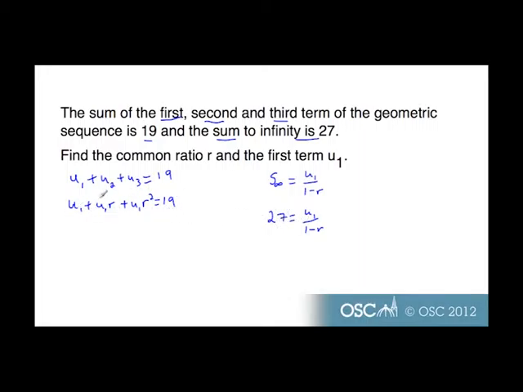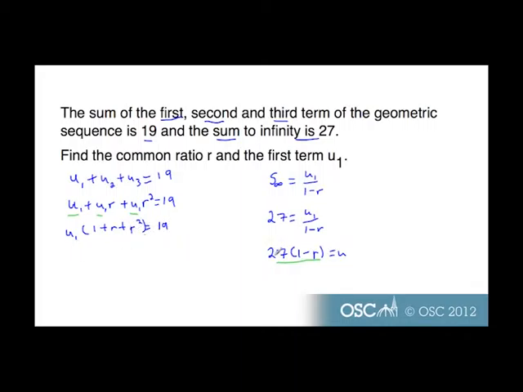Now you have one equation with two things you don't know, a second equation with two things we don't know, so we're going to link these things together. Let's keep going here. 27, 1 minus the common ratio is the first term. We can take this and put it in for u1. Now that would create a very messy situation. So on the left-hand side, let's first factor out u1. This will make the substitution much cleaner. 1 plus r plus r squared is 19.